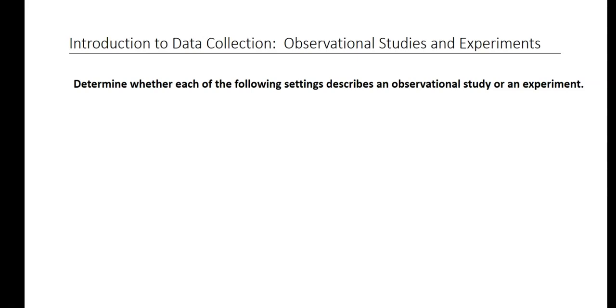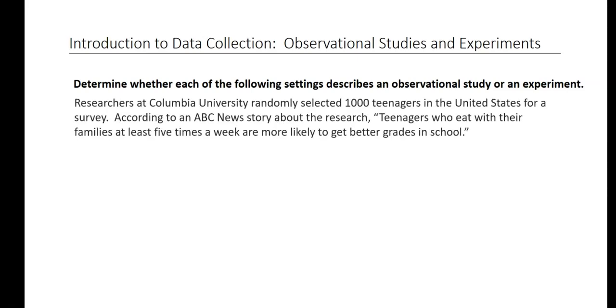So the big idea first is observational study or experiment. Researchers at Columbia University randomly select 1,000 teenagers in the United States for a survey. According to an ABC News story about the research, teenagers who eat with their families at least 5 times a week are more likely to get better grades in school. So the question is, was a treatment imposed or not? I don't think they forced these kids to eat with their parents. They just found out if they did, and then whether they were more likely to get better grades or not. So this is not an experiment. It's definitely an observational study.